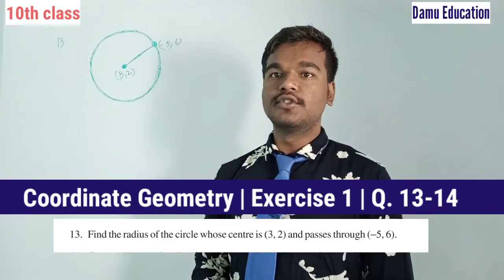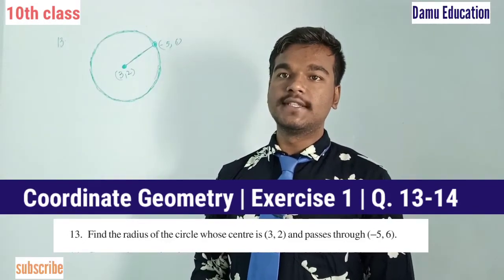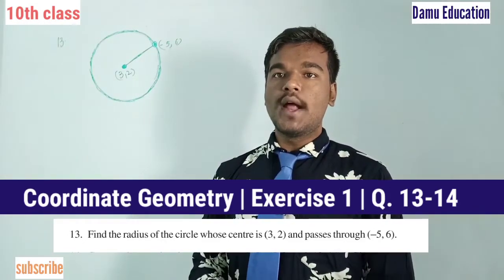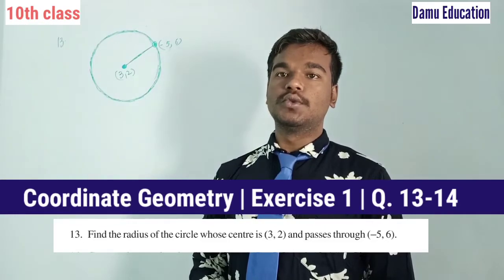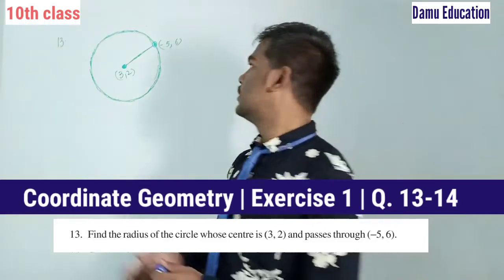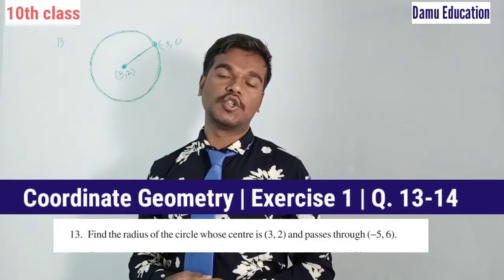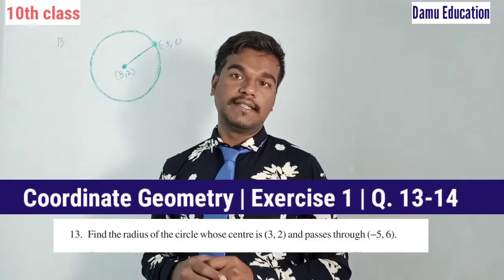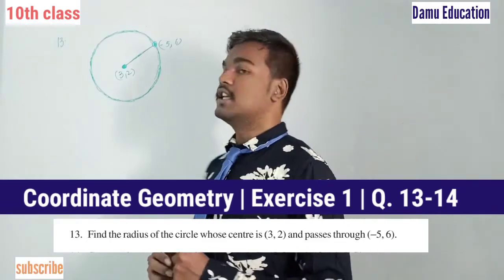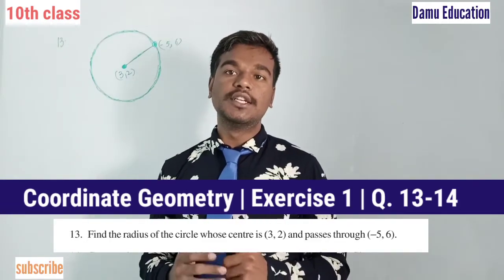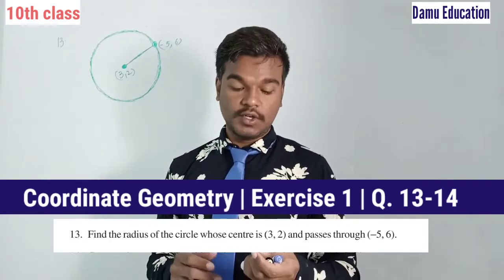So in this module, we are going to discuss our 13th question. One circle is passing through the point (-5, 6) with the center at (3, 2). Here we need to find the radius.